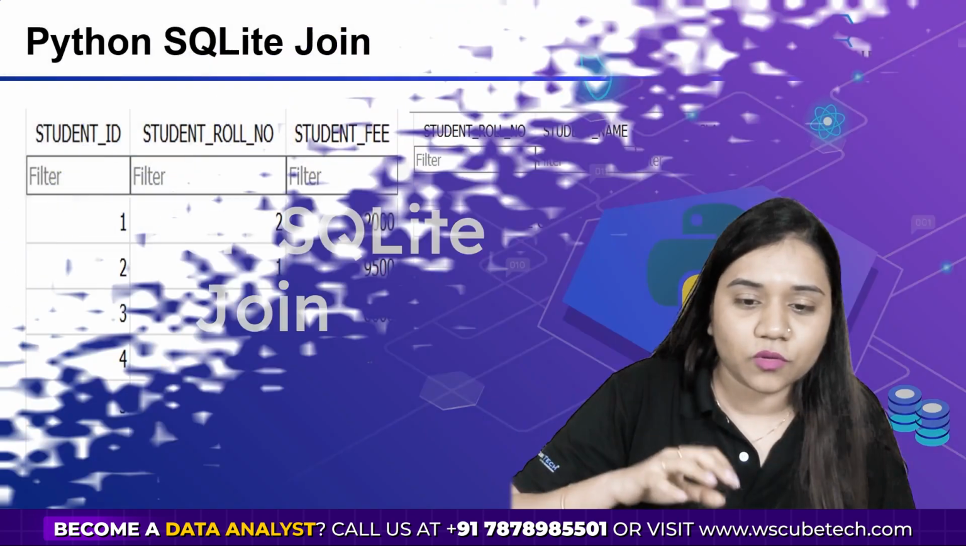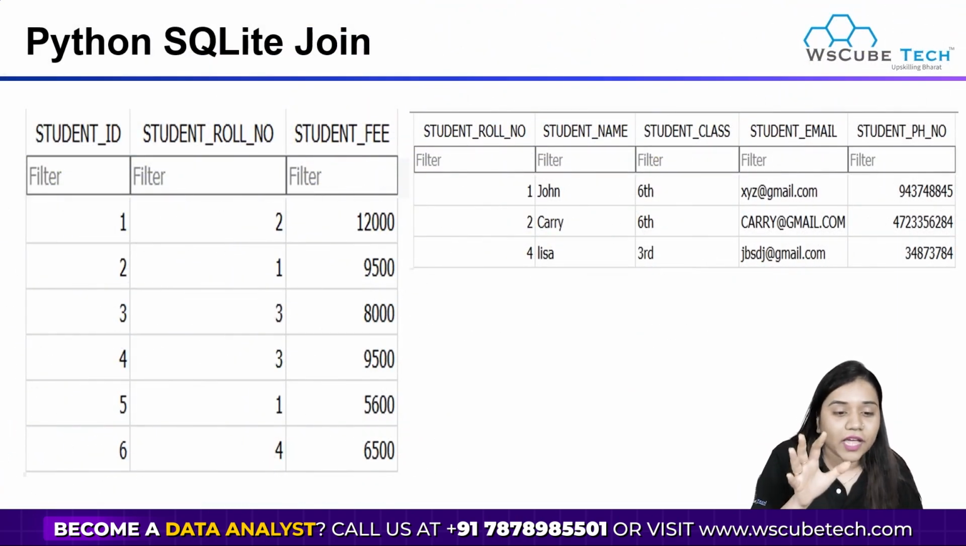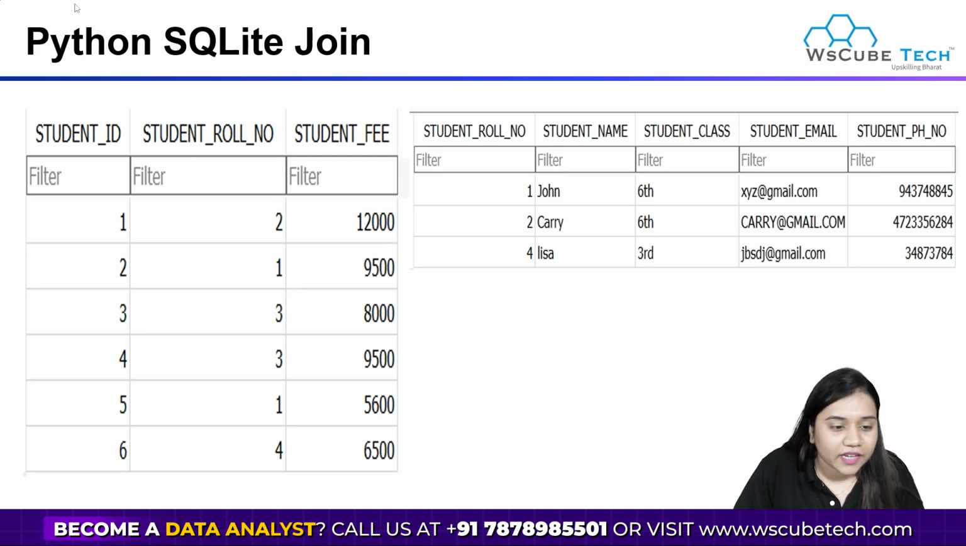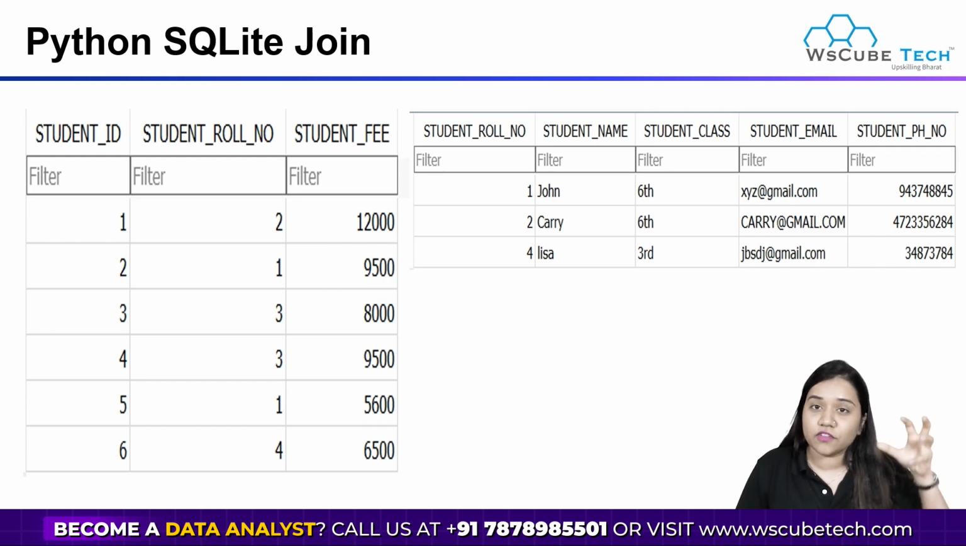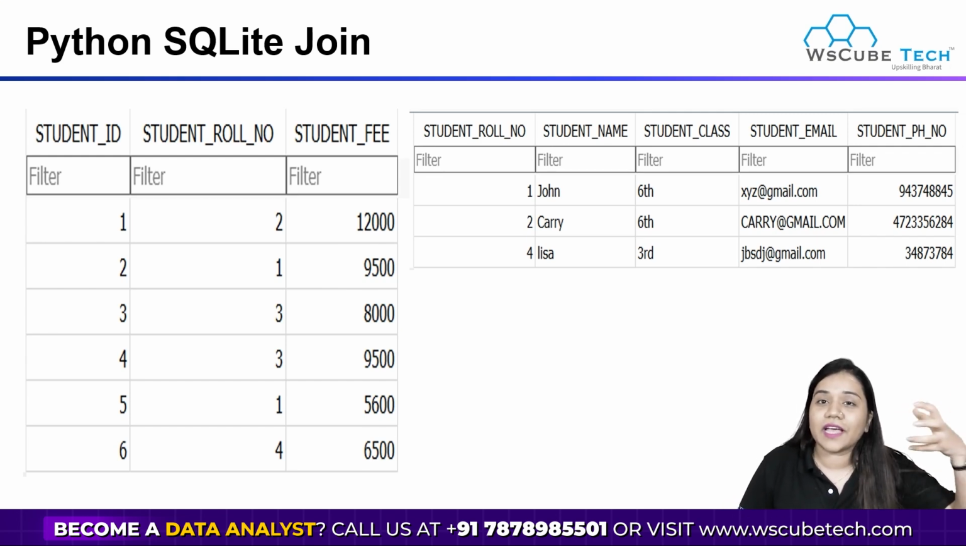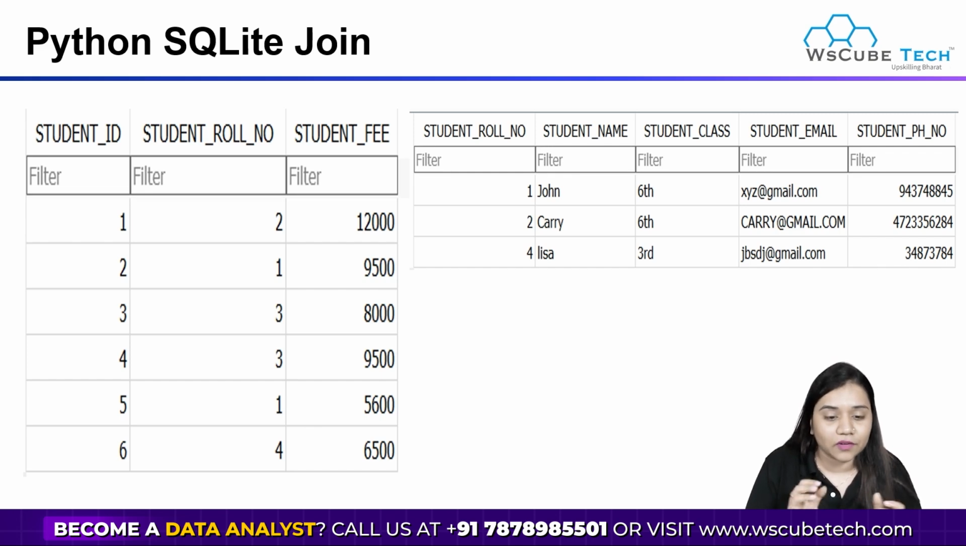First of all, let's have a look at how these tables look. I have already created two tables here. Our first table is for the fee structure, where I have student ID, roll number and student fee. Our second table contains the table that we have been working on so far: student roll number, student name, student class, student email and student phone number. So one has the student details and the other has the fee structure, how much fees they have received so far from the particular student.